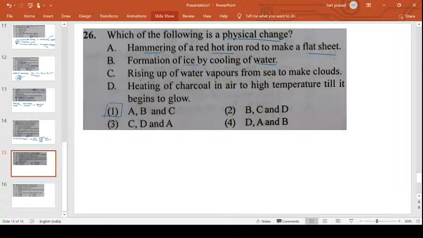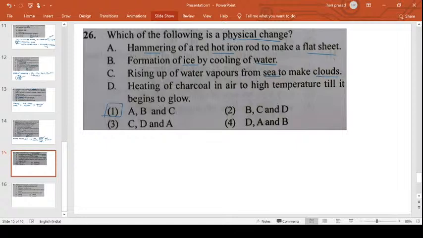Next, rising up of water vapors from a sea to make clouds. The sea contains liquid water, which on vaporization gives water vapor, and that water vapor is making cloud, we can say. Therefore these are physical changes, we can say.